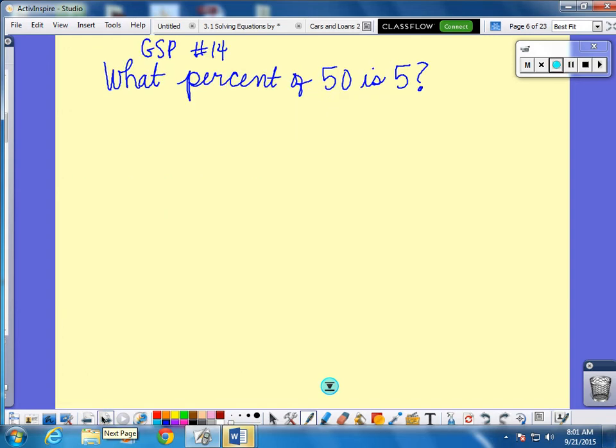Alright, let you try this one. Write the problem, set up the equation and solve it. And let you guys come to the board and solve some. Remember, you're looking for what percent?